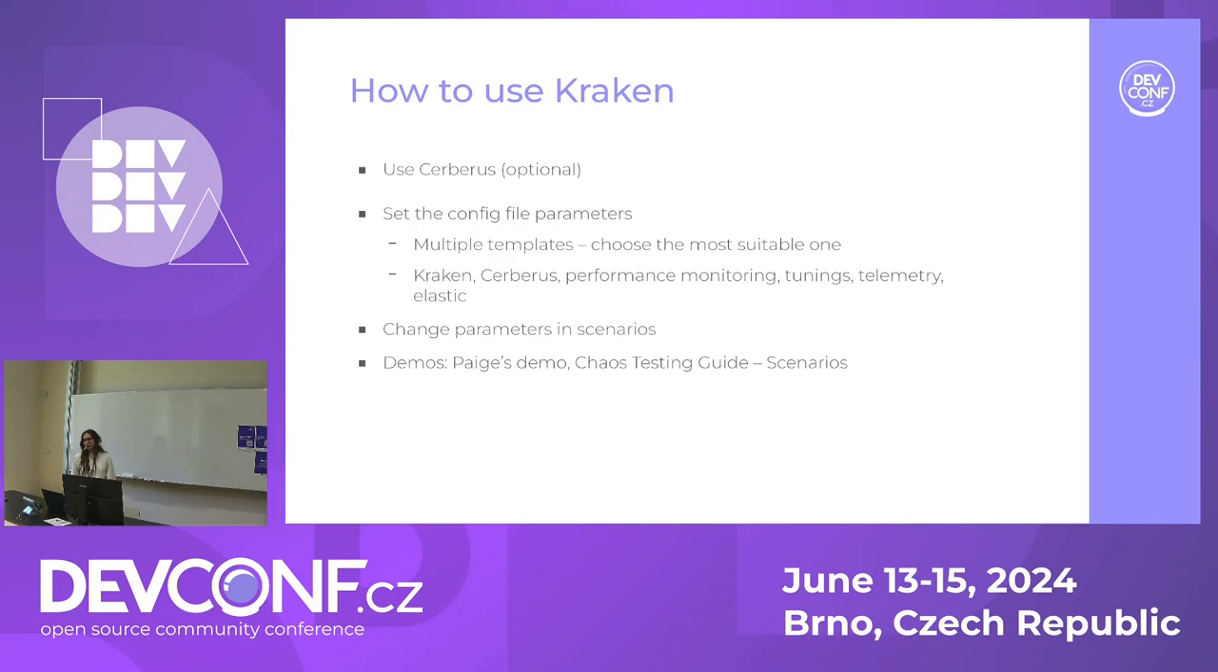So how to use it? Before running, you can choose if you want to use Kerberos. It's a tool which helps monitor cluster health overall. So you can see how the cluster behaves through the testing and after the testing, if it recovered properly. You should set the config file parameters. We have multiple templates, but the main components are Kraken, Kerberos, performance monitoring, tunings, telemetry, and Elastic. For example, you can opt out if you don't want to use Kerberos.